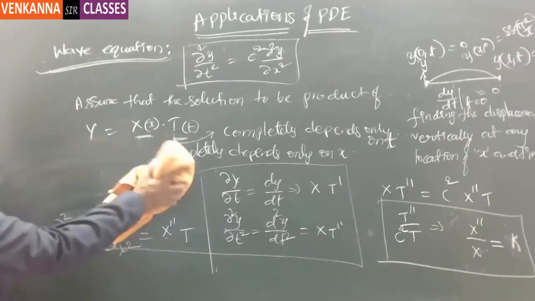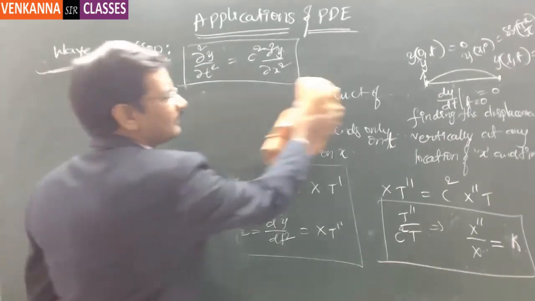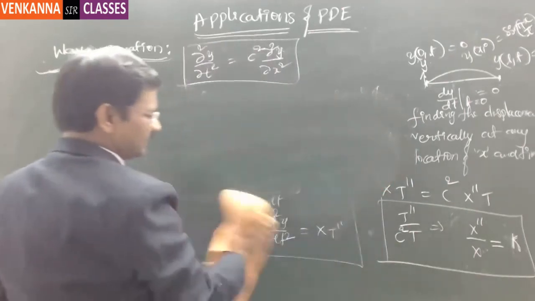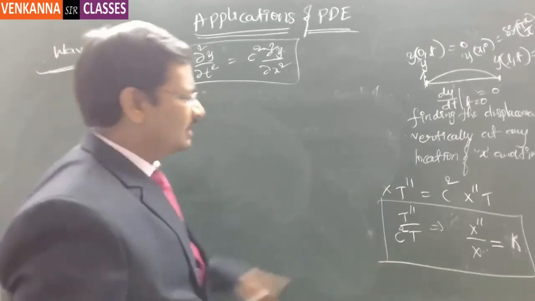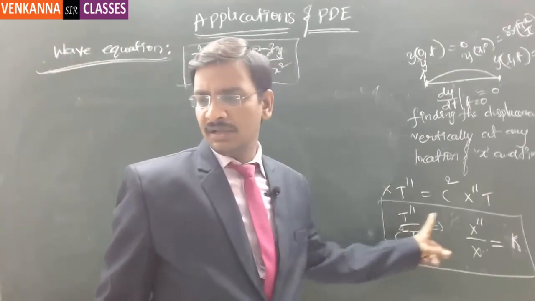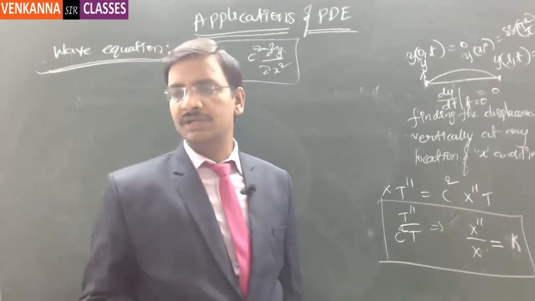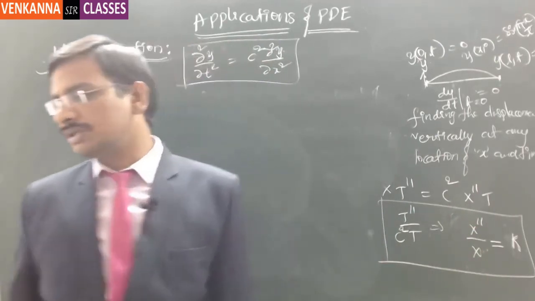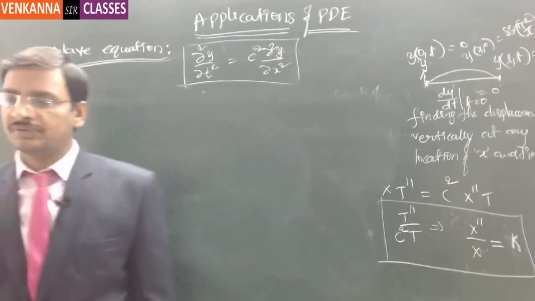So once you got this, then we'll try to solve that differential equation. Now this is as if it is an ordinary differential equation. So you don't need to worry about the partial differential equation at all, because t is completely dependent on t and x is completely dependent on x. That means it will not make any difference whether it is an ordinary differential equation or a partial differential equation. Yeah.